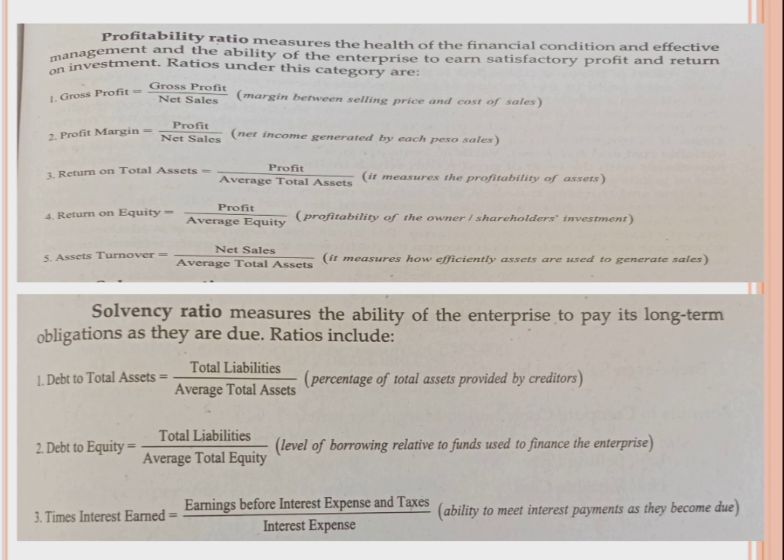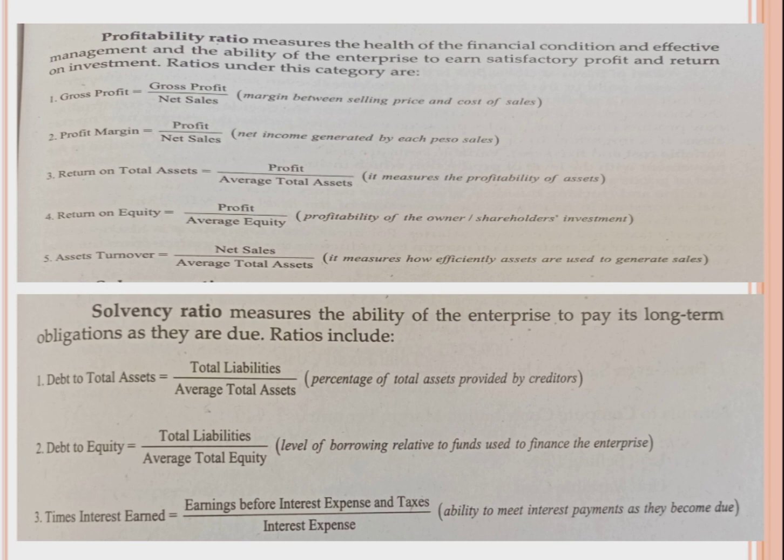Profit margin equals profit divided by net sales, the net income generated by each peso of sales. Number 3, return on total assets equals profit divided by average total assets. It measures the profitability of assets. Number 4, return on equity equals profit divided by average equity. It is the profitability of the owner's or shareholders' investment. Number 5, assets turnover equals net sales divided by average total assets. It measures how efficiently assets are used to generate sales.